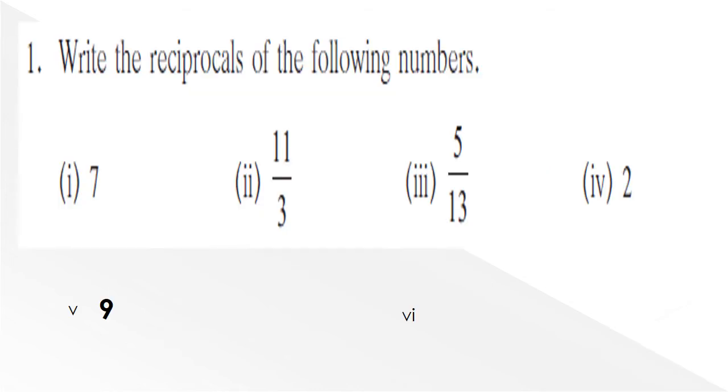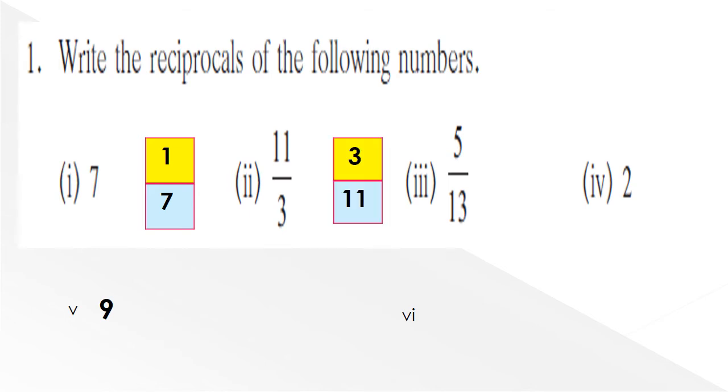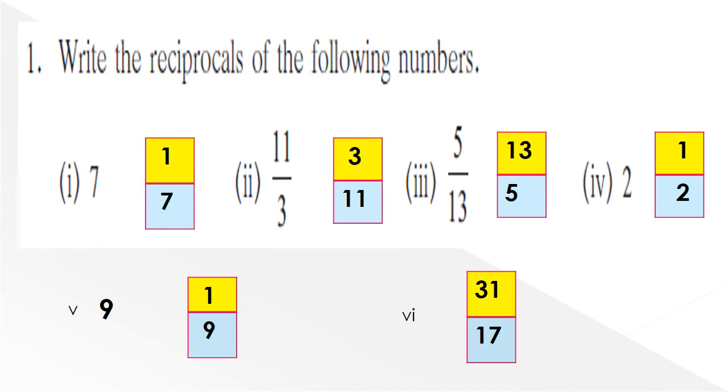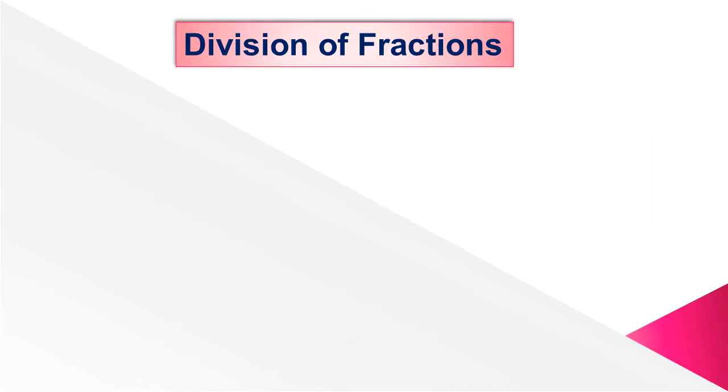So, write the reciprocal of the following numbers. We write 1 upon 7, 11 upon 3 is 3 upon 11, 13 upon 5, 1 upon 2. Now 9, that means 1 upon 9, 31 upon 17, just flip it, 17 upon 31. So if you are thorough with this, the division sums are very easy.